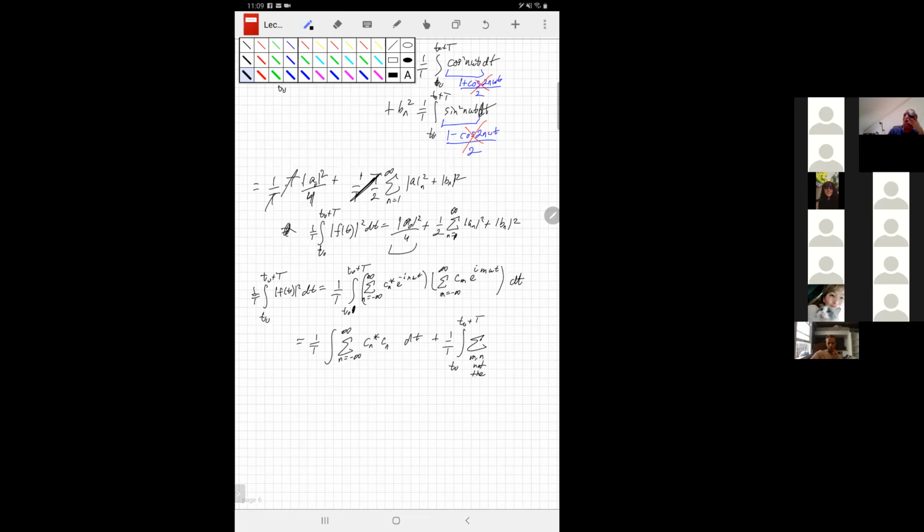Sum over all possible m, n values that are not the same, of e to the i (m minus n) omega t, c_n star, c_m, dt. So now I've got some oscillating exponential integrated over a full period. And once again, what is the integral of an oscillating exponential if the integral is taken over a full period? Zero.